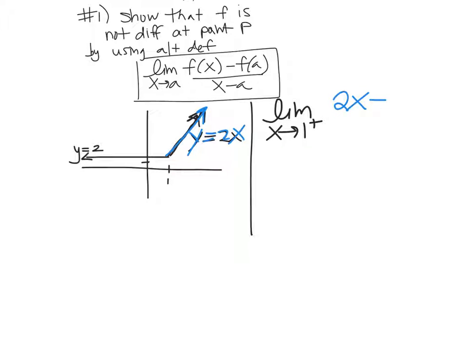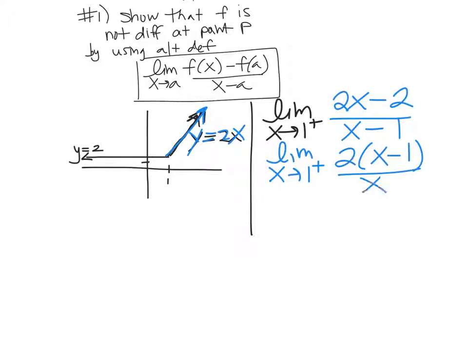I think we should do it this way. I just think it's going to be easier when you plug it in. So f of x is 2x, f of 1 is 2, over x minus 1. Okay? So we get the limit as x goes to 1, factor out a 2, reduce. The limit as x goes to 1 of 2 is just 2. And we knew that was going to happen because the slope is 2 on that side.